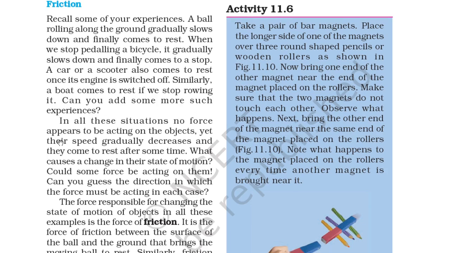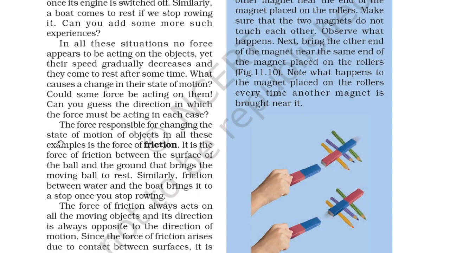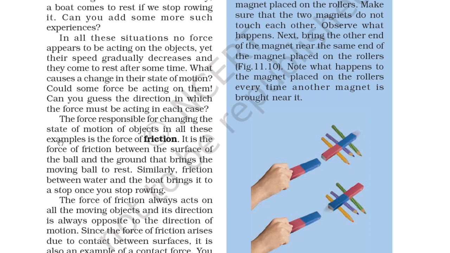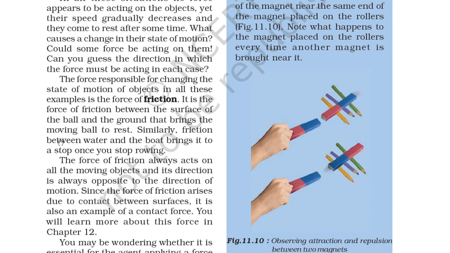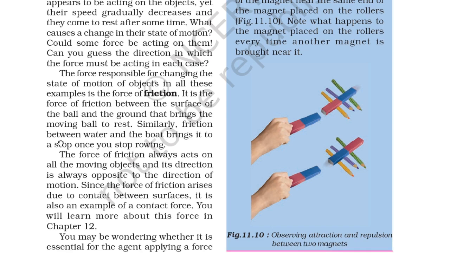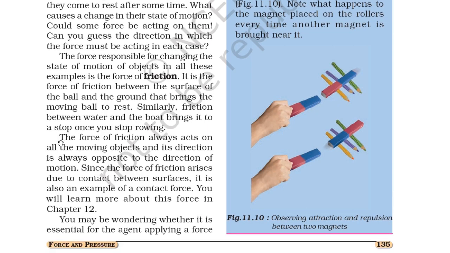Experience. So in all these situations, no force appears to be acting on the object, yet the speed gradually decreases and they come to rest. What causes the change in the state of motion? Could some force be acting on them? Can you guess the direction in which the force must be acting in each case? The force responsible for changing the motion of an object in all these examples is the force of friction. It is the force of friction between the surface of the ball and the ground that brings the moving ball to rest. Similarly, friction between water and the boat brings it to a stop once you stop rowing.